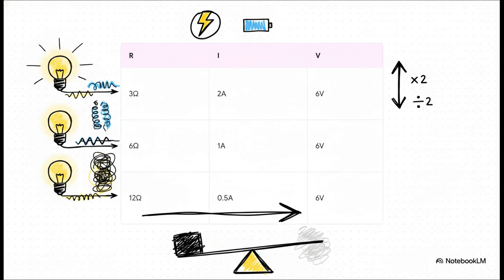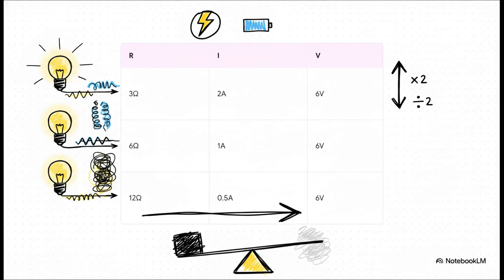But what if we double the resistance to 6 ohms by placing another identical lamp into the circuit? Watch what happens to the current. It drops exactly in half, down to 1 amp. Double the resistance again to 12 ohms, and the current halves again to just 0.5 amps. If you built this in real life, you would actually see those lamps becoming noticeably dimmer and dimmer.